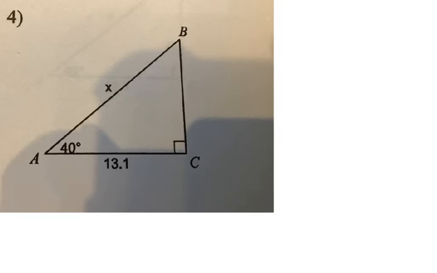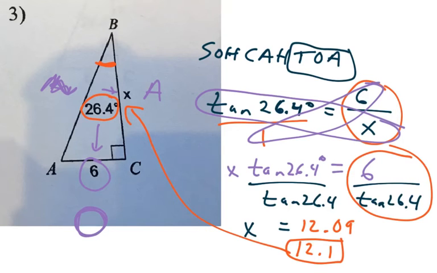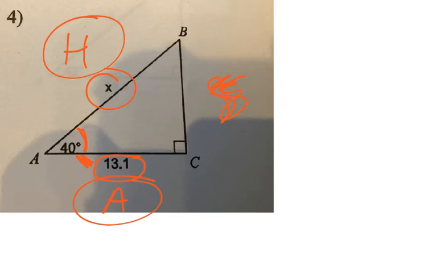All right, let's look at number 4 here. So notice we have the angle 40. Notice the 13.1 is adjacent. See how it's right next to it there? Opposite's what's missing over here. The X is my hypotenuse. According to SOHCAHTOA, what uses A and H? Well, you should know that would be cosine, right? Cosine is A and H.